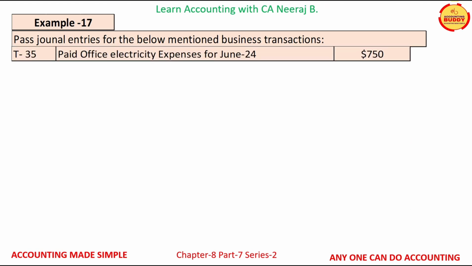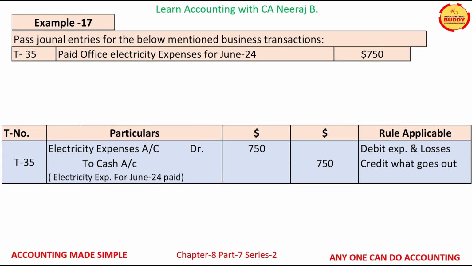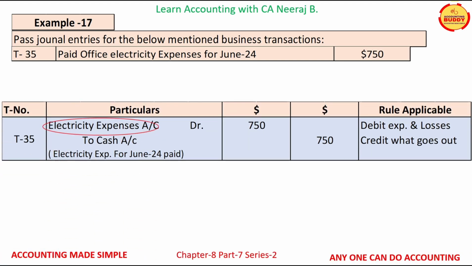Transaction T35 is $750 is paid as office electricity expense for the month of June 24. The two accounts affected are electricity expense and cash account. Electricity expense, being a business expense, is debited as per the nominal account rule of debit all expenses and losses. Cash is a real account, and the rule of real account is credit what goes out. Therefore, this transaction is recorded for $750 by debiting electricity expenses and crediting cash account.